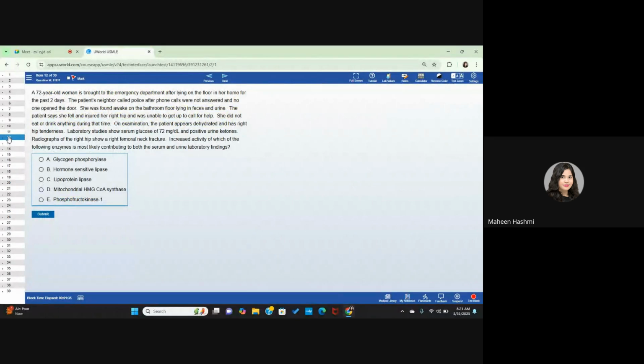All right, next question. Laboratory study shows serum glucose of 72. There are positive urine ketones. Radiograph of the right hip shows a right femoral neck fracture. Which of the following enzymes is contributing to both the serum and urine laboratory findings? All right, so there's a 72-year-old woman. She was brought to the ED, and she was found awake on the bathroom floor, lying in feces and urine. She fell and injured her right hip. She did not eat or drink anything. She is dehydrated. What's going on?